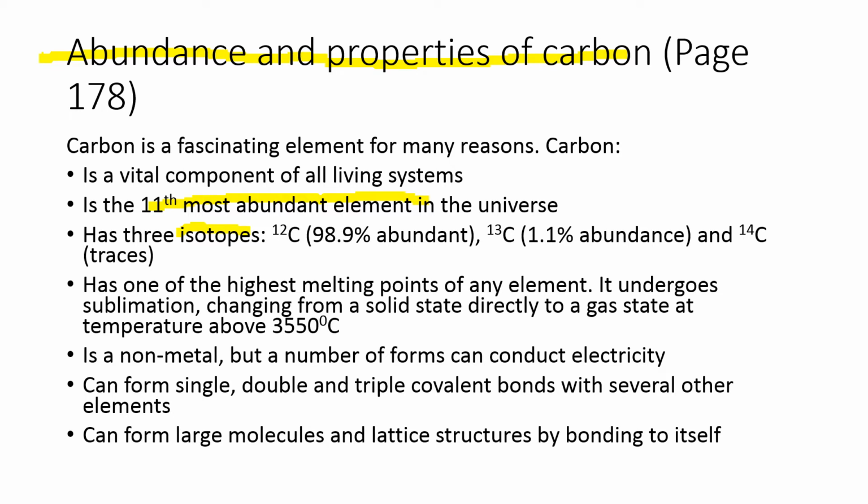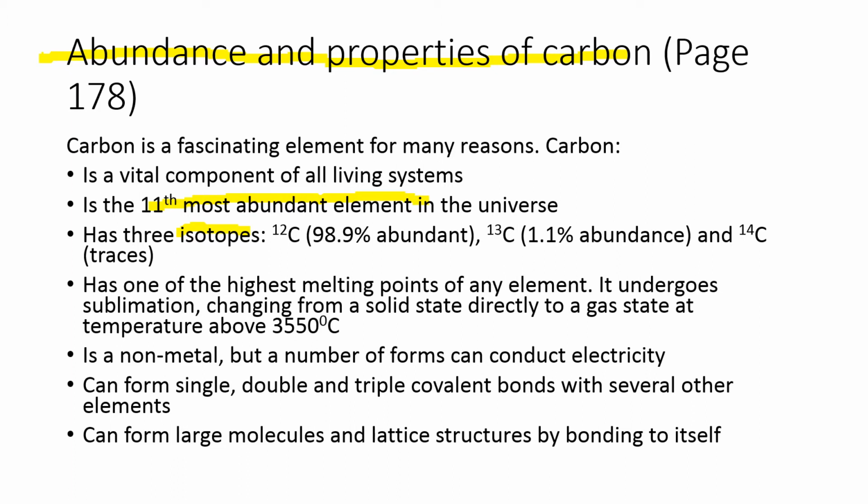Carbon 12 is the most abundant, and when you do your calculation on the isotopic abundance, you'll find that the relative atomic mass of carbon is very close to carbon 12. It's 12.0 something. It's very close to carbon 12 because the most abundant of the 3 different isotopes is carbon 12.